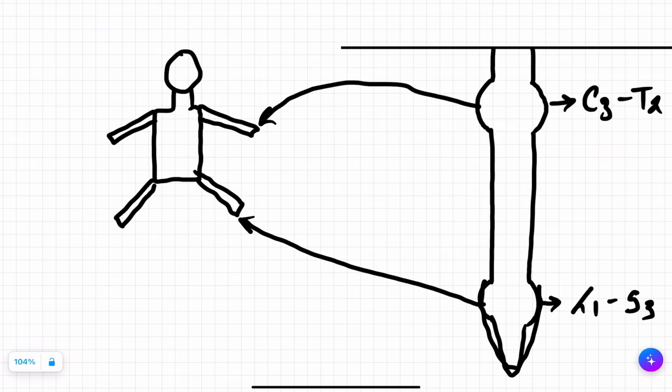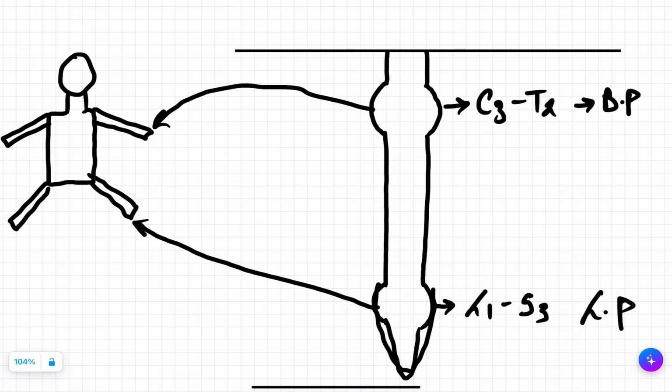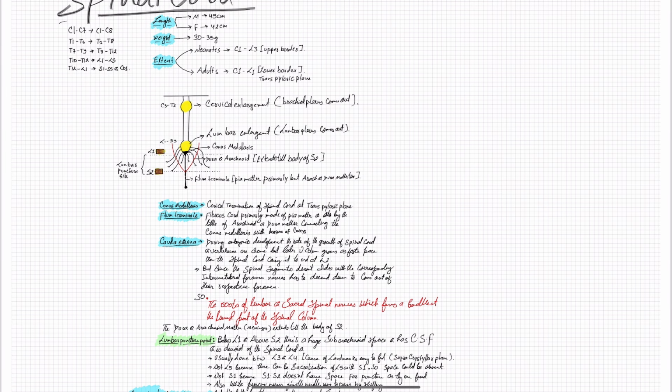So cervical enlargement will give rise to your cervical and the brachial plexus. And brachium means what? Your arm. So that plexus will be supplying your upper limb. And the lower part here, the L1 to S3, this one will be giving your lumbar and the sacral plexus. And those are responsible for what? Your lower limb and the related structures. Got it? Don't worry about the notes. It will be present here.